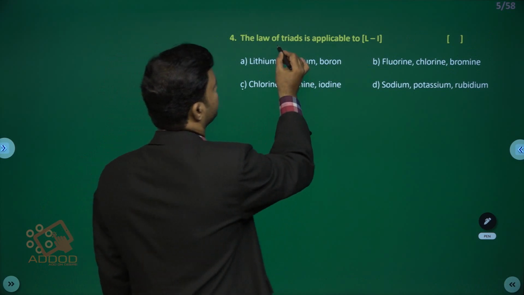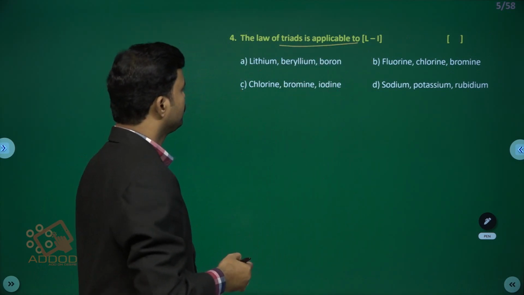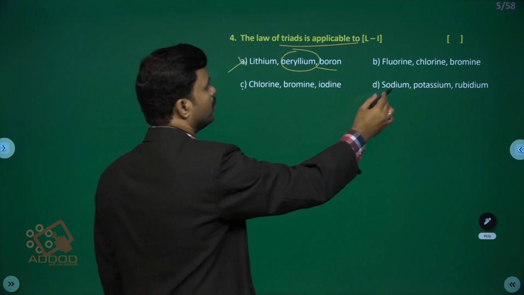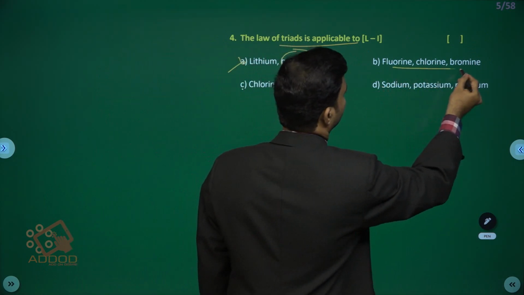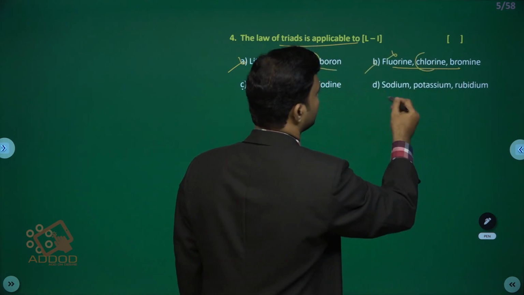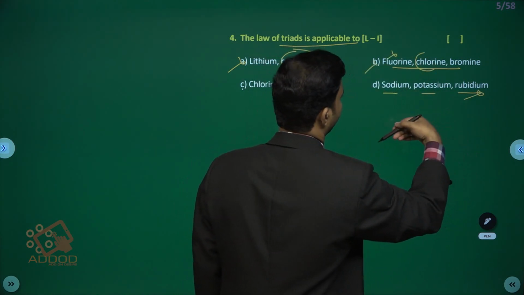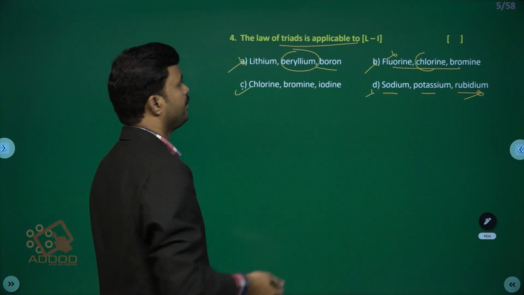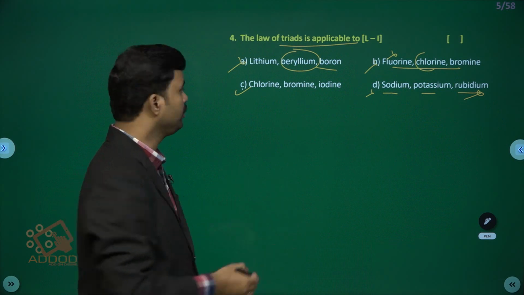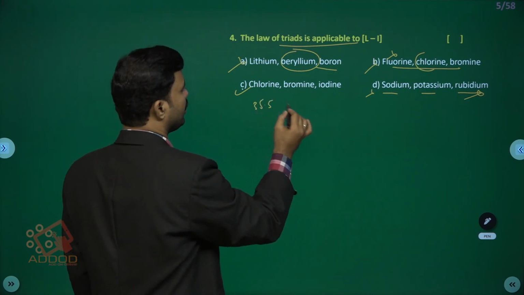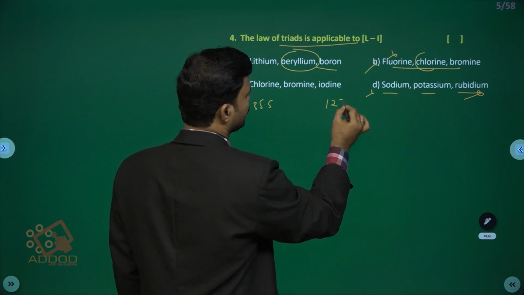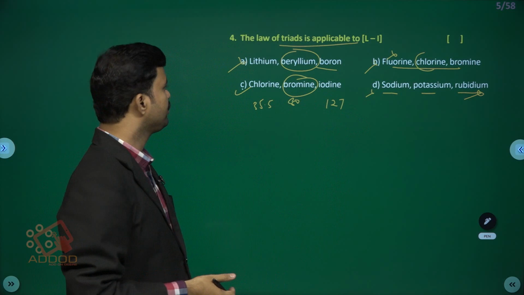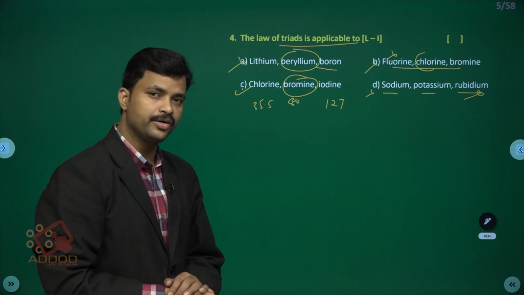Is the law of triads applicable to a metal like beryllium? No. Beryllium and boron, wrong. Fluorine, chlorine, bromine, fluorine is not. Sodium, potassium, rubidium is not. So chlorine, bromine, iodine is the answer. The triad is applicable to chlorine, bromine, iodine. Chlorine is 35.5 and iodine is 127. The average of that is very close to 80, so it is accepted. Option C is the Dobereiner triad.